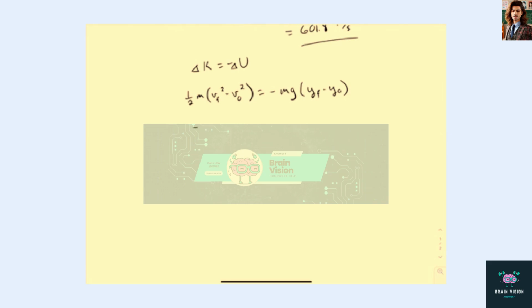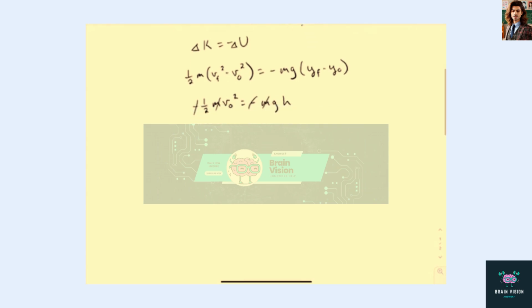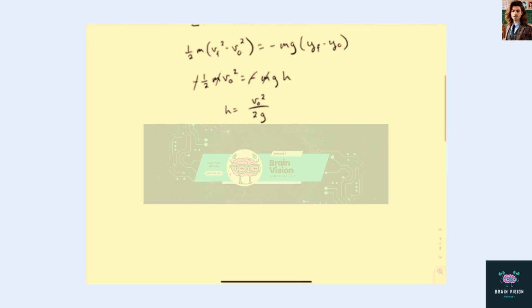So this comes out to minus 1/2 m v initial squared equals minus mg, and then the final height is h, and then the initial height is 0. So this is just mgh. And then the minus and the m cancel away. And I'll solve for h, so we get h equals v initial squared over 2g.